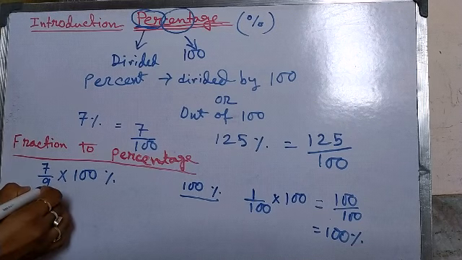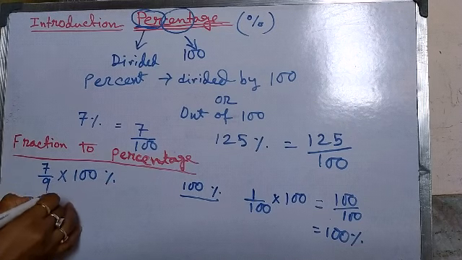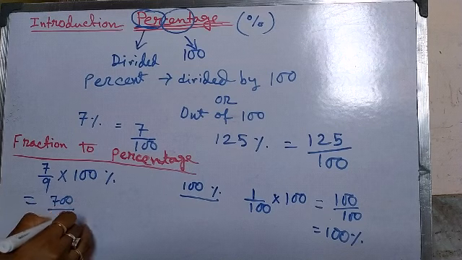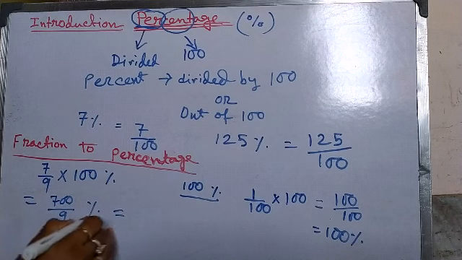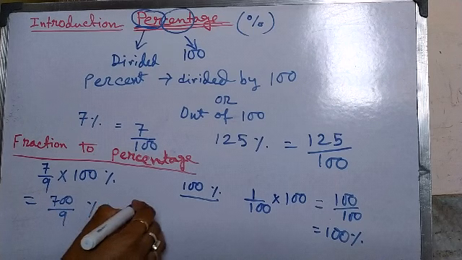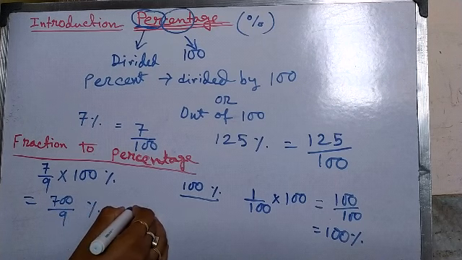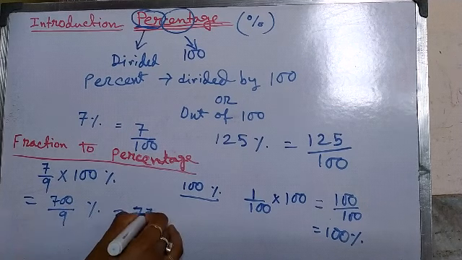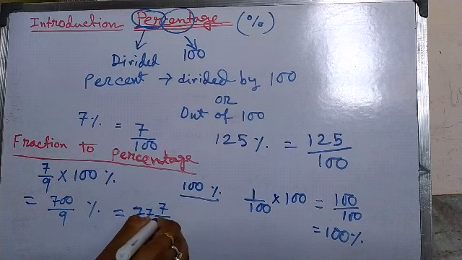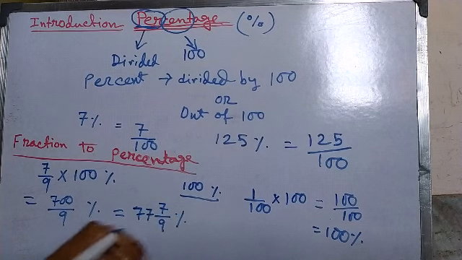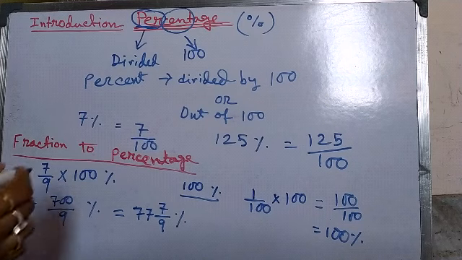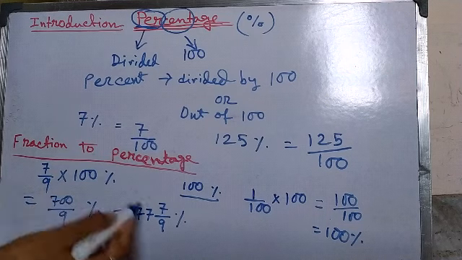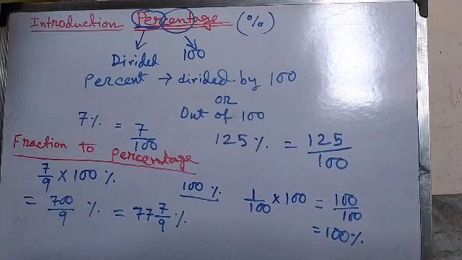So here 7 by 9 into 100%, that means 700 by 9%. Then we have to convert it into a mixed fraction. 7 9s are 63, 70 again, 7 9s are 63, then 77 whole of 7 by 9%. So this is fraction to percentage, how to convert, that I have discussed.